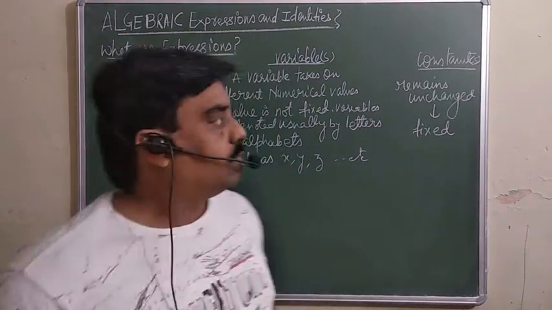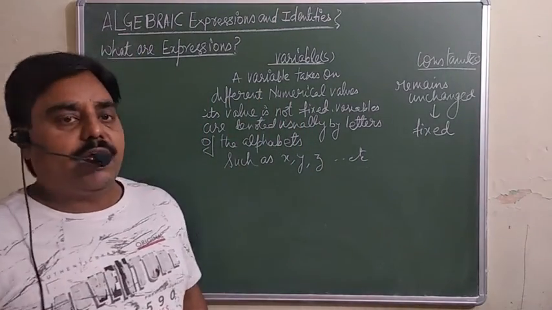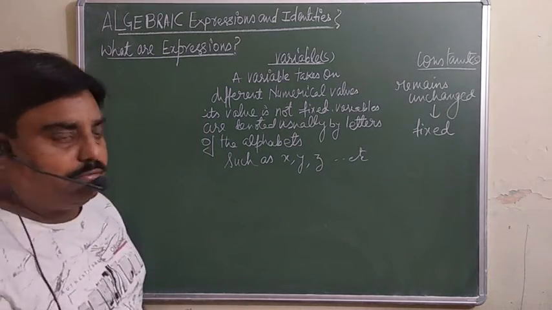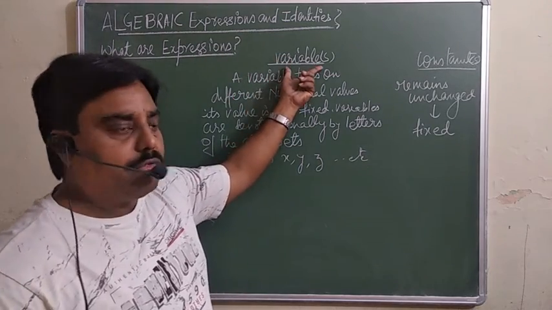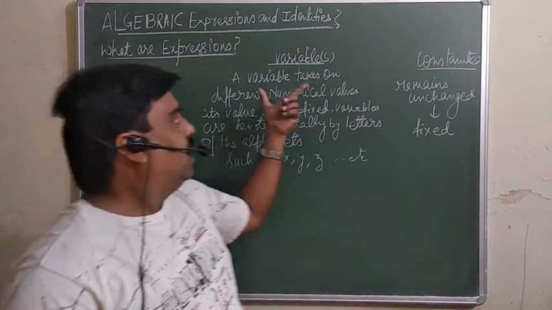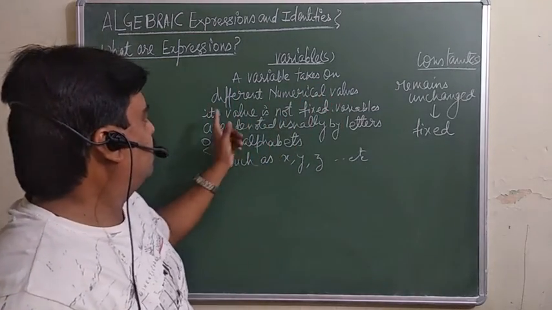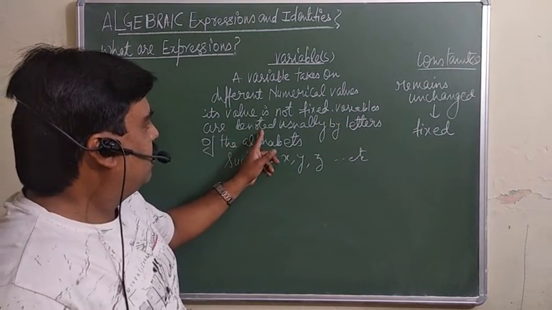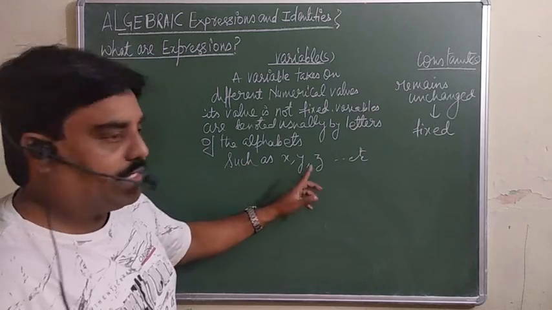Hello everybody. We are going to discuss the algebraic expressions and identities. So first of all we will discuss what are expressions. To understand the expressions, first we must know about the variables and the constant. Variables means a variable takes on different numerical values. Its value is not fixed. Variables are denoted usually by the letters of the alphabet like X, Y, Z.